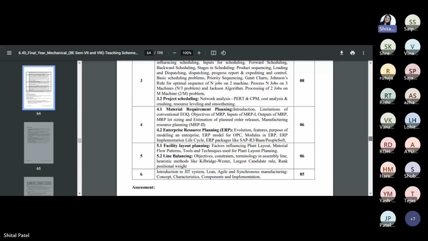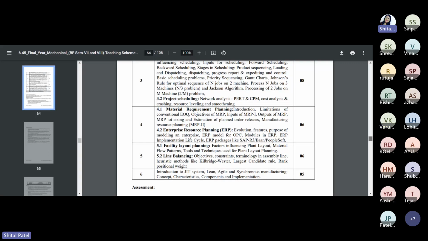So for JIT, you need to explain concept, characteristics, components, implementation, right? For lean manufacturing also, you need to explain the concept, characteristics, components, and implementation, and the same for agile manufacturing. For synchronous manufacturing, very little material is available. So the probability of it being asked is very, very less. So better you focus on JIT, lean and agile manufacturing. Prepare a kind of a note.